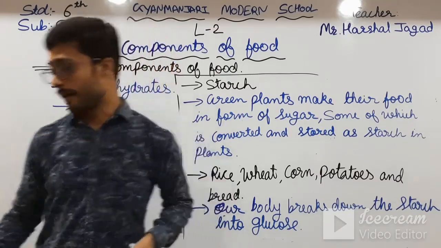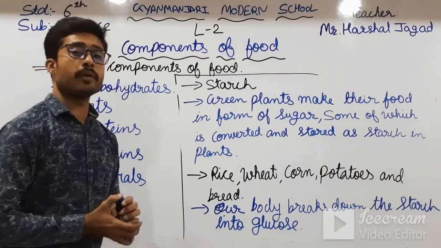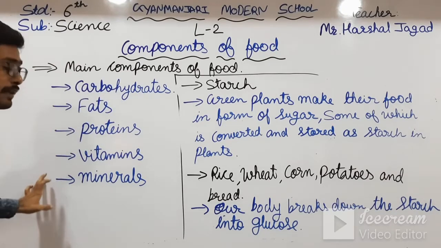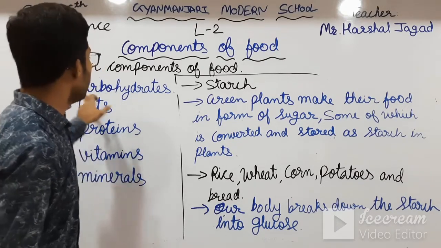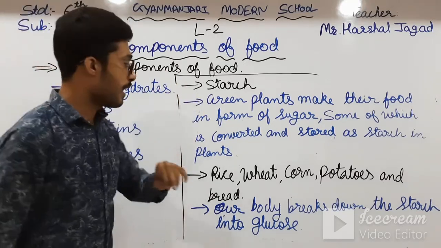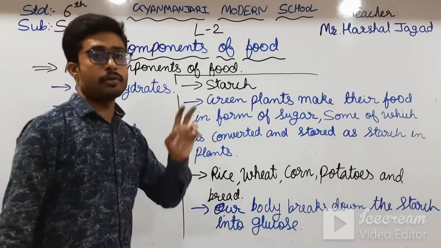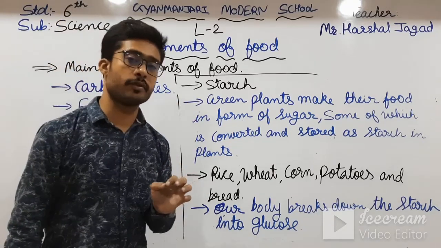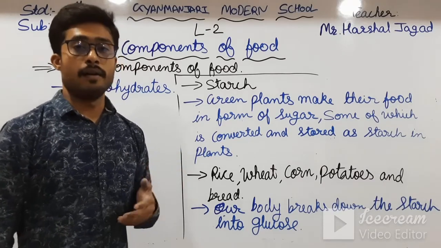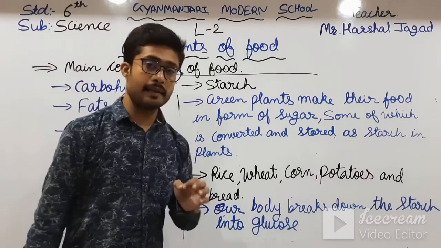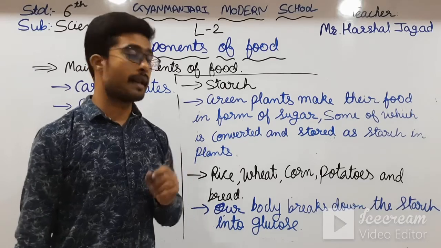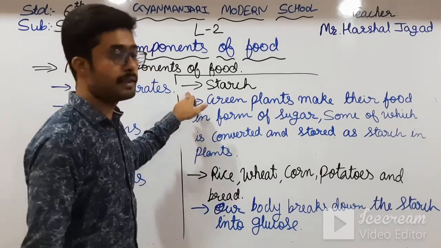Let us discuss it again. So how many components of the food are there? Carbohydrate, fats, protein, vitamins and minerals. Okay students, and we are studying about the carbohydrate, and carbohydrate is further divided into two parts, that is sugar and starch. The main sources of sugar are table sugar, fruits and honey. Okay students, and the sugar in the milk is known as lactose. And then we have studied the starch.